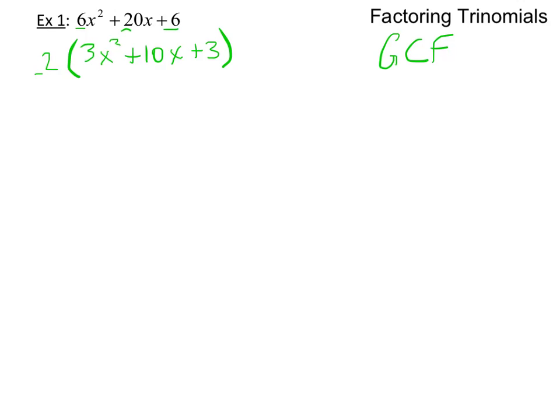This 2 that's on the outside, I'm not going to write it again until I write my answer. It's just going to chill out front, and I'll just remember in the end, I need to write that as my answer. So how do you handle something that has 3 terms like this? We call those trinomials. The tri, just like tricycle, means 3. How do you handle it?